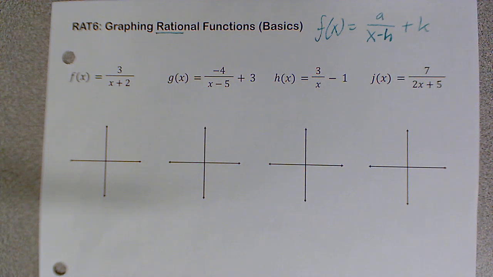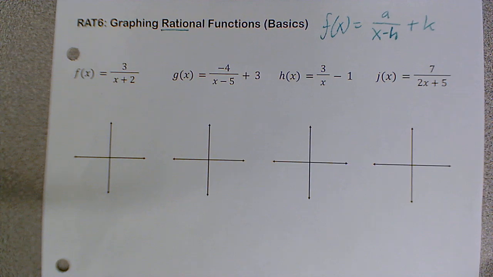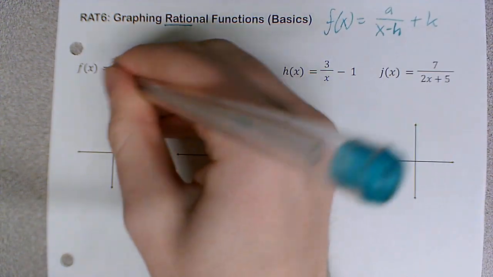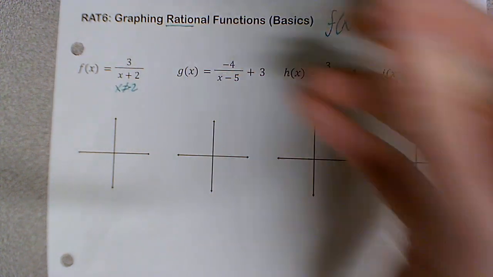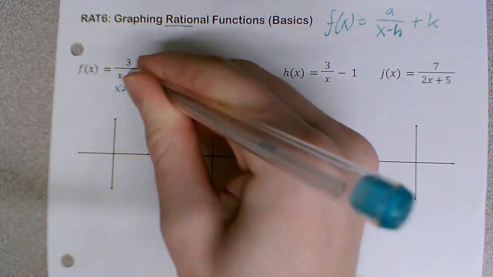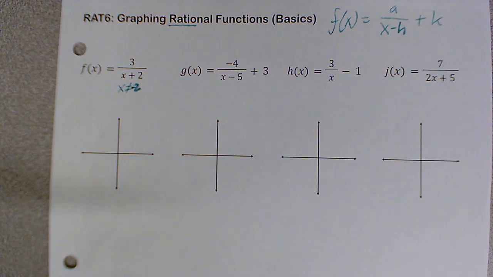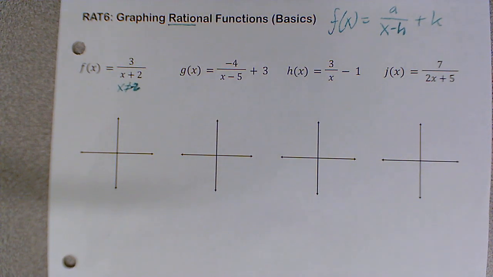All right, so our first example is 3 over x plus 2. Now, 3 over x plus 2 cannot have an x value of 2. Or, sorry, negative 2. It cannot have an x value of negative 2. Why not? Because if we plug in negative 2 here, we get negative 2 plus 2 in the denominator, and that is, of course, 0, and we cannot divide by 0. So x cannot be equal to negative 2, and there's a phenomenon that happens here.